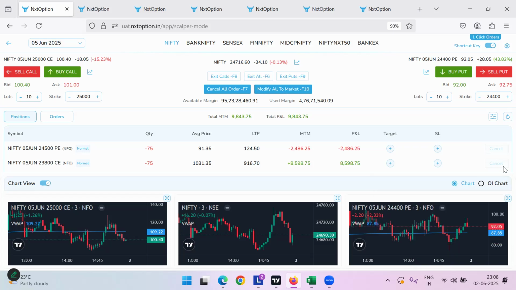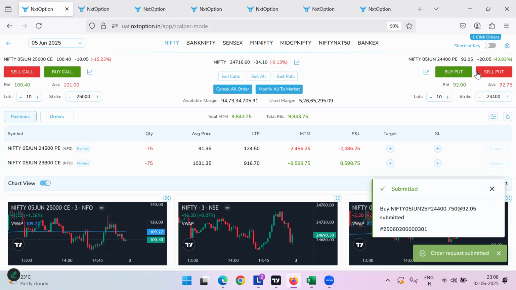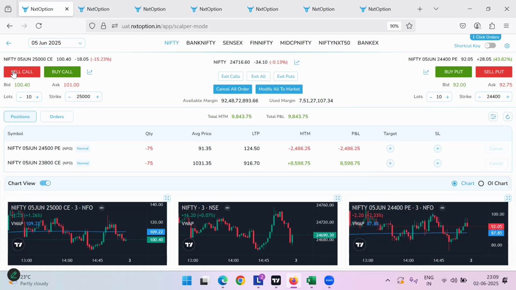Okay, so this design tool is extensively designed. What if you don't want to use the keyboard? You want to use the old style? Just switch off this shortcut key. Then you can just go here, click on buy put, sell put, buy call, sell call. So you can use the mouse. Assuming you don't want to use a keyboard, you're comfortable with mouse, you can do that.